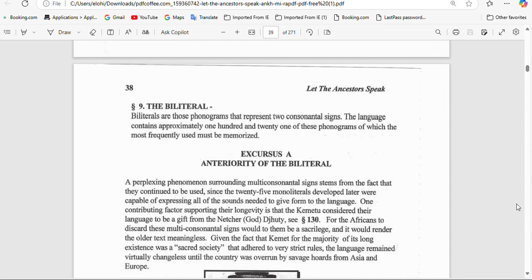Well, these are the bilaterals. Bilaterals are those phonograms that represent two consonantal sounds. The language consists of approximately 120 of these phonograms, of which the most frequently used must be memorized. So I'm not going to go too deep into that at the moment, because I don't want to make the video too long. So I'm going to stop it here, and we can continue with a part 2.